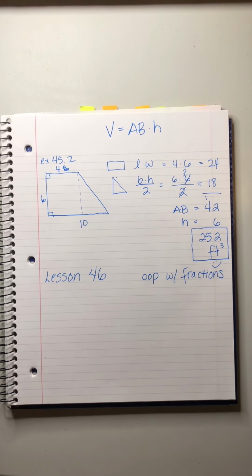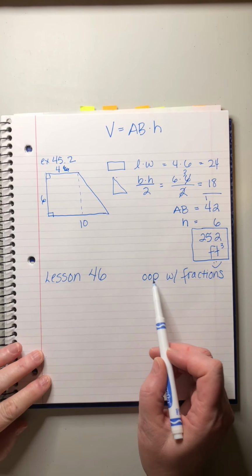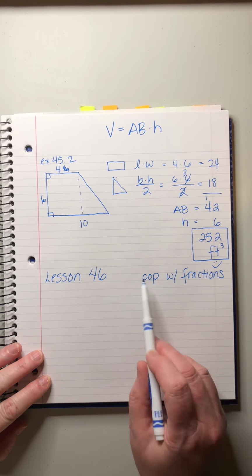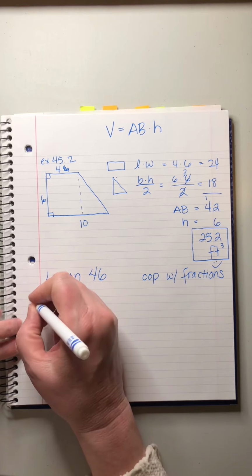Saxon Algebra 1/2 lesson 46. Order of operations. Oh, order of operations with fractions. That's a weird abbreviation, but you get it. Here's the thing. We know order of operations.